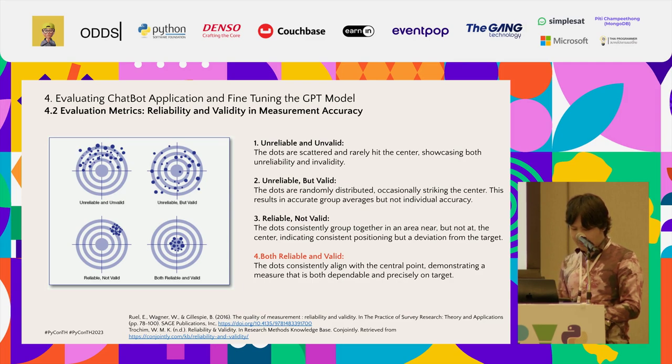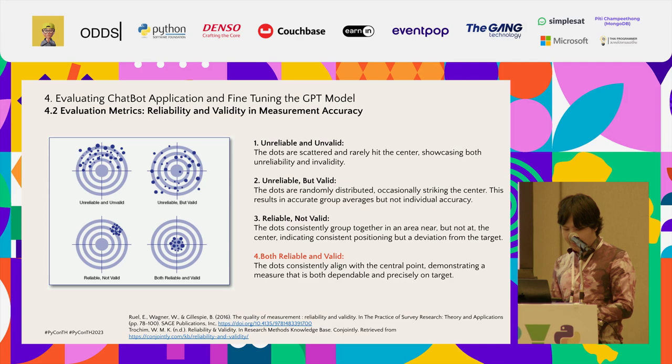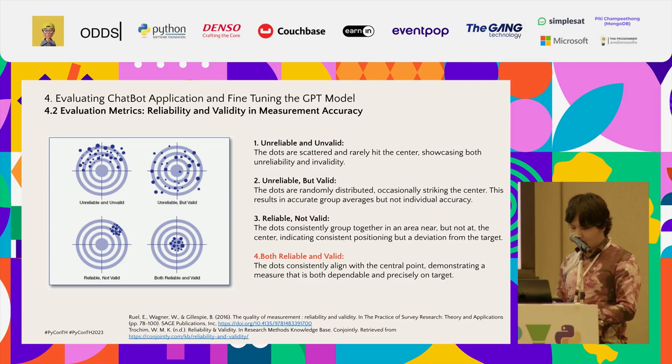The diagram on the left, often seen in social science books, explains reliability and validity with four targets, each with a few shots. Top left is unreliable and invalid, where answers are neither reproducible nor accurate. Top right is unreliable but valid, with accurate but inconsistent answers. Bottom left is reliable, not valid, showing consistent but inaccurate responses. Bottom right, both reliable and valid, is our aim, where answers are both accurate and consistent. Our goal here is to refine our GPT models to reach this ideal, both reliable and valid state.